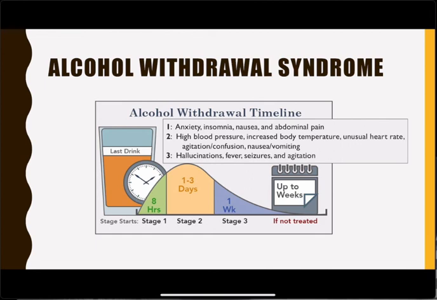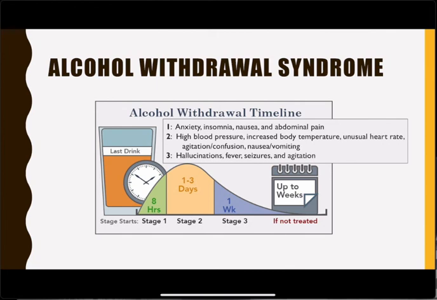Once you get to that 24 to 72 hours, patients can have high blood pressure, elevated body temperatures, and arrhythmias in their heart rate. They can become very agitated and confused, and might be having nausea and vomiting. If they are not getting any treatment for alcohol withdrawal symptoms, it can progress to full-on hallucinations, fever, seizures, and agitation.